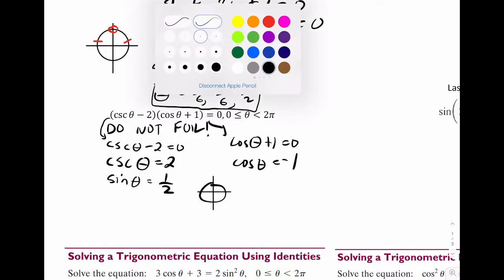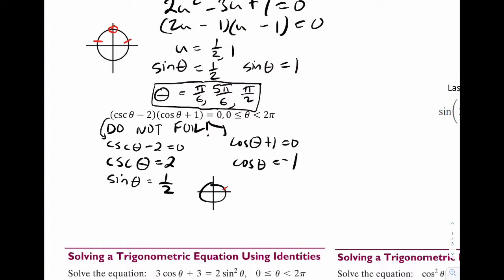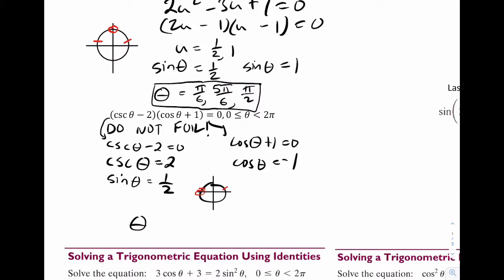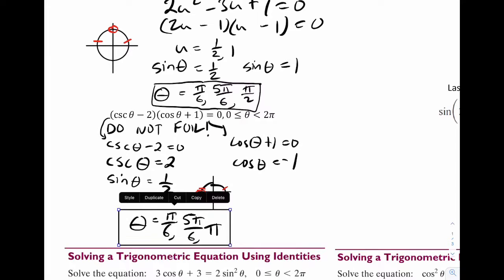Let's think, hey, where does sine hit +1/2? That's your two low tick marks on the top. Cosine hits -1. That's going to be right there on the left. So our answer theta should be pi over 6, 5 pi over 6, and pi. We'll box that, and we're done.